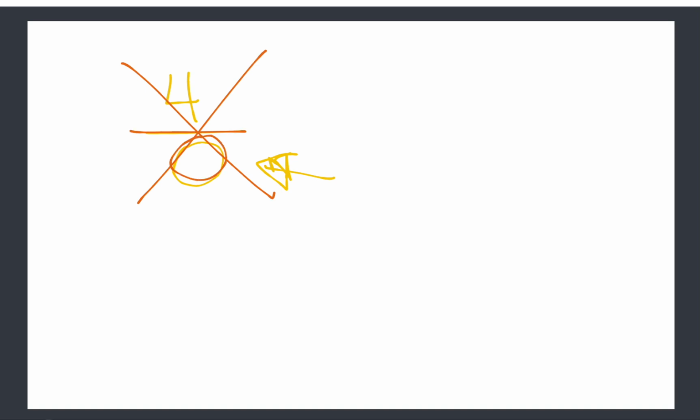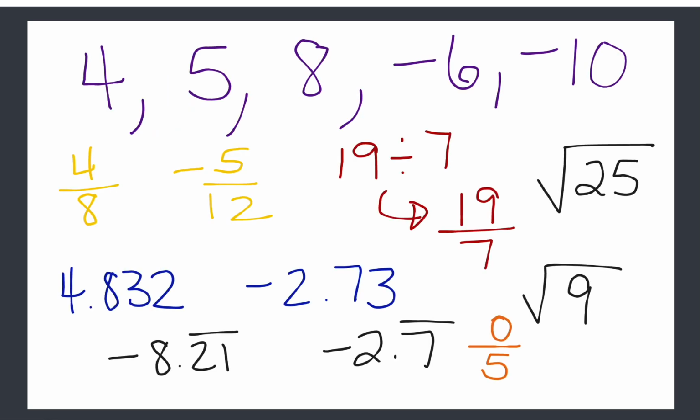Now, one that is not a rational number is one where you have 4 divided by 0. You cannot divide by 0. It's impossible to divide by 0. So this is not a rational number. You cannot divide by 0. Okay, so that's not rational.